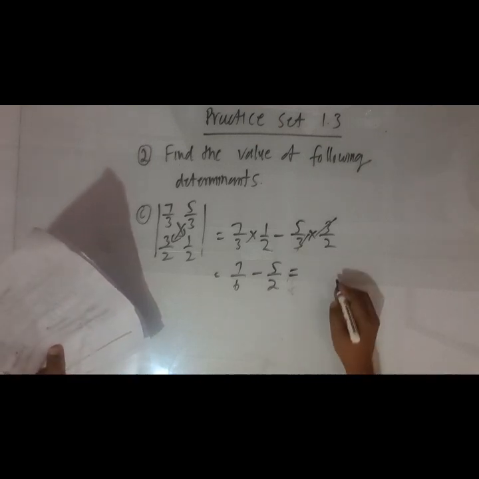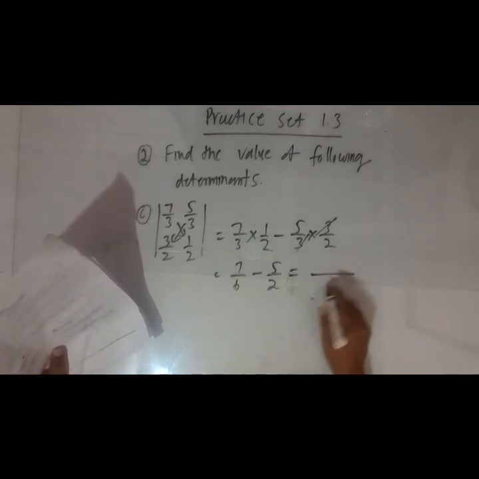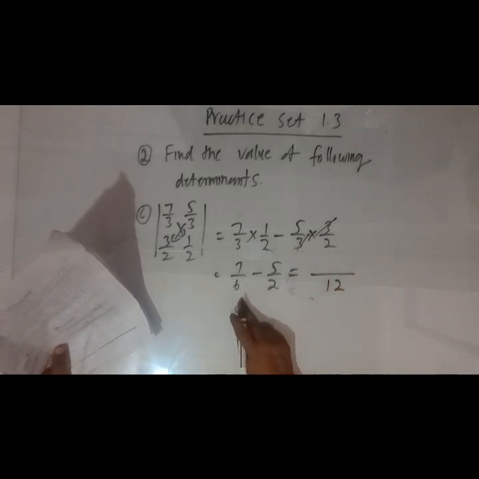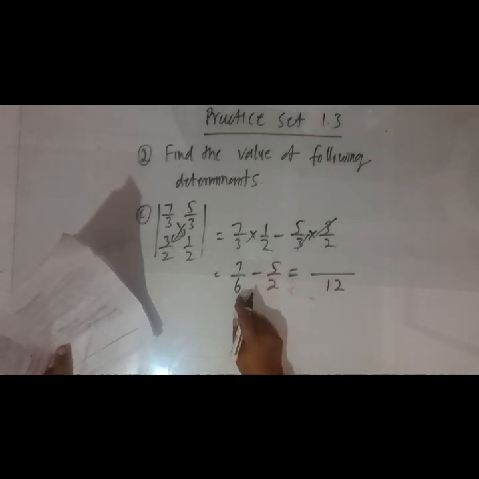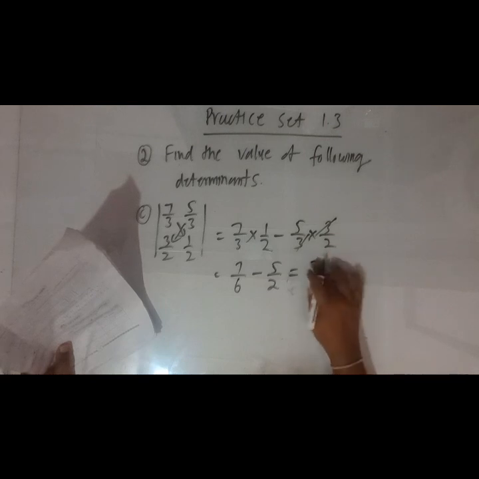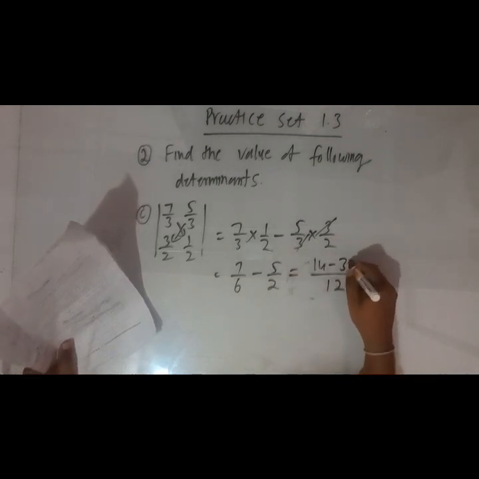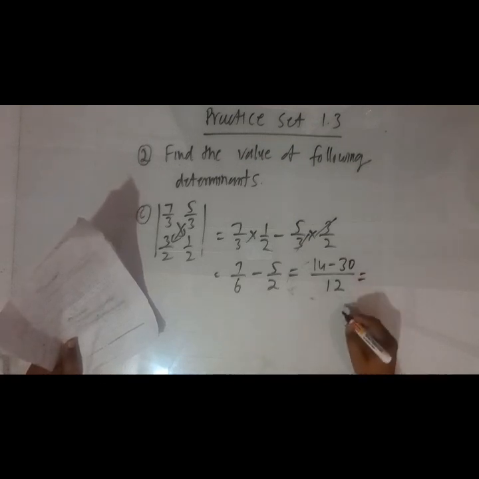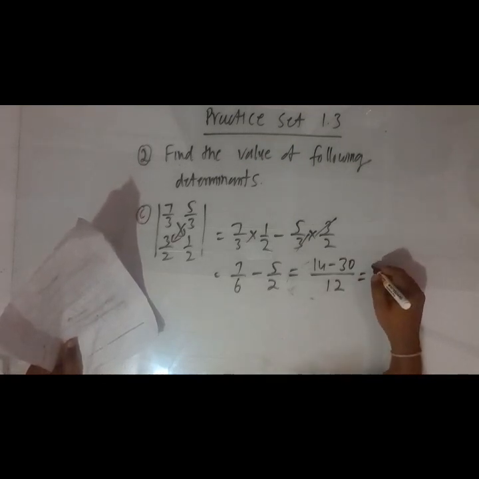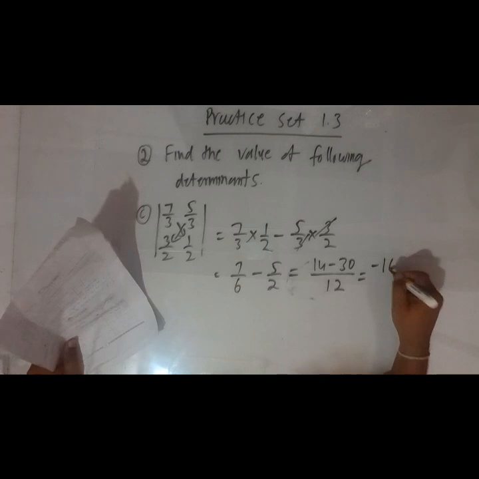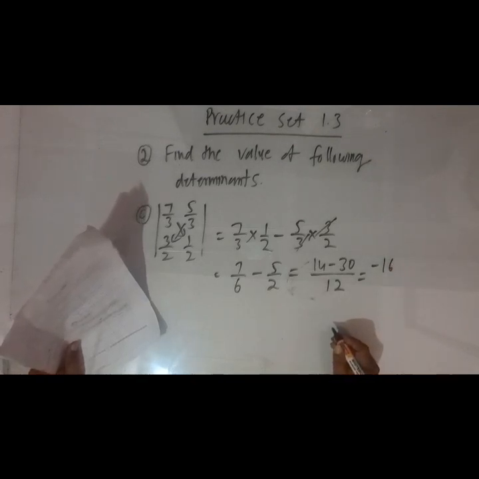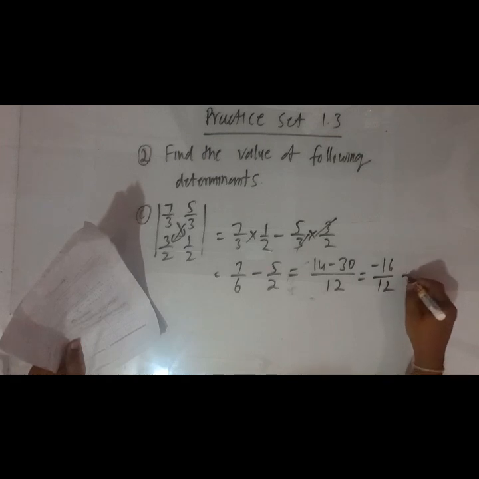Okay, now LCM for this is 12. So here you have to multiply by 2, 7 into 2, that is 14, minus here you have to multiply by 6, 5 into 6, 30. Okay, so your answer is minus 16 upon 12.